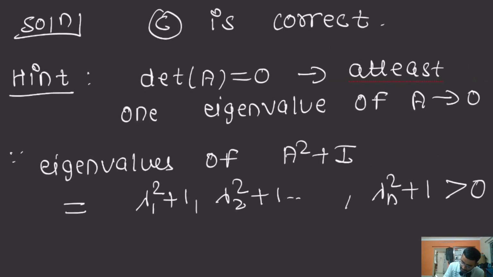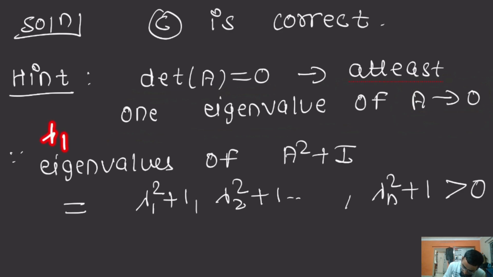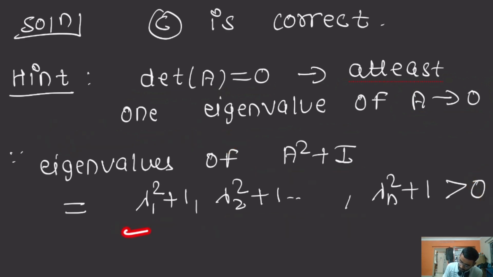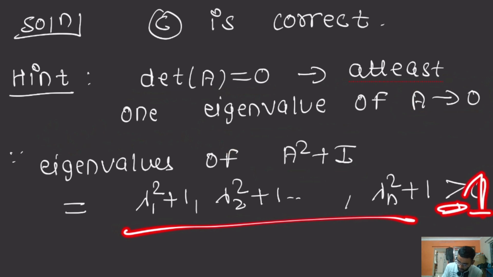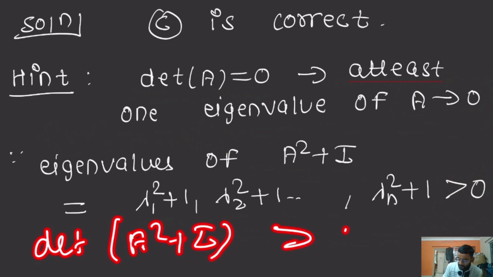Here a hint is given. We know the determinant of A is equal to 0, which means at least one eigenvalue of A is equal to 0. Let's say the eigenvalues of A are lambda 1, lambda 2, up to lambda n, then the eigenvalues of A squared plus I can be written as this. This is always greater than or equal to 1, and hence the determinant of A squared plus I will always be strictly positive.